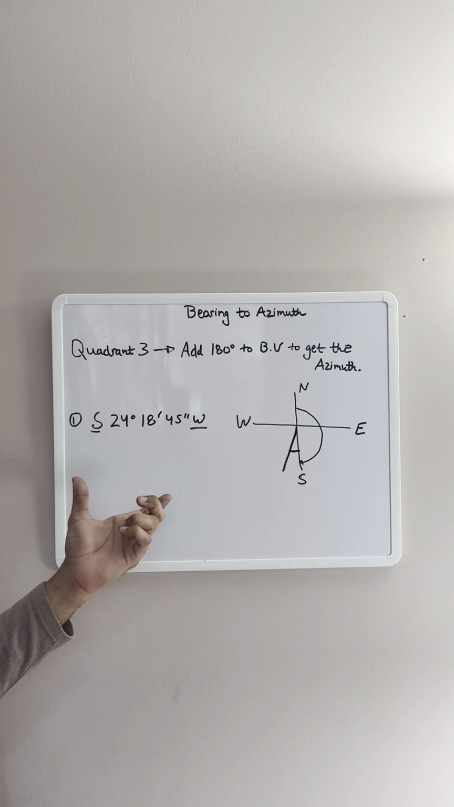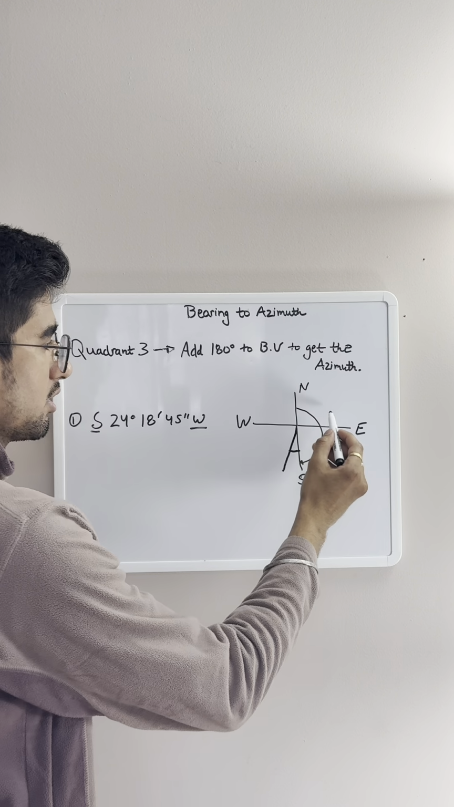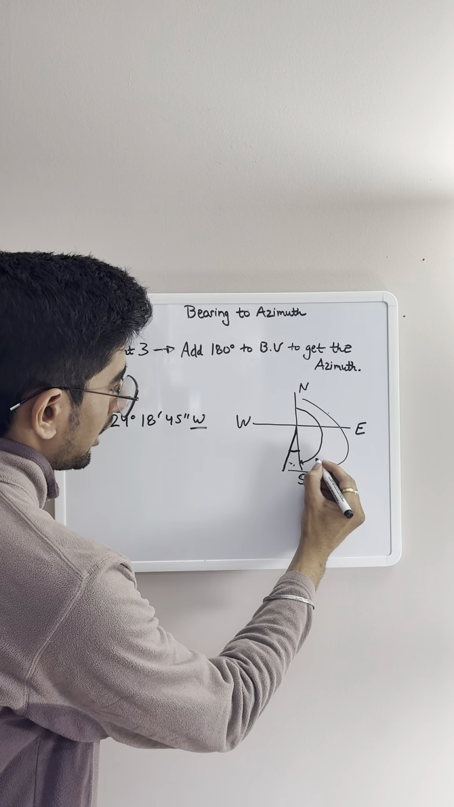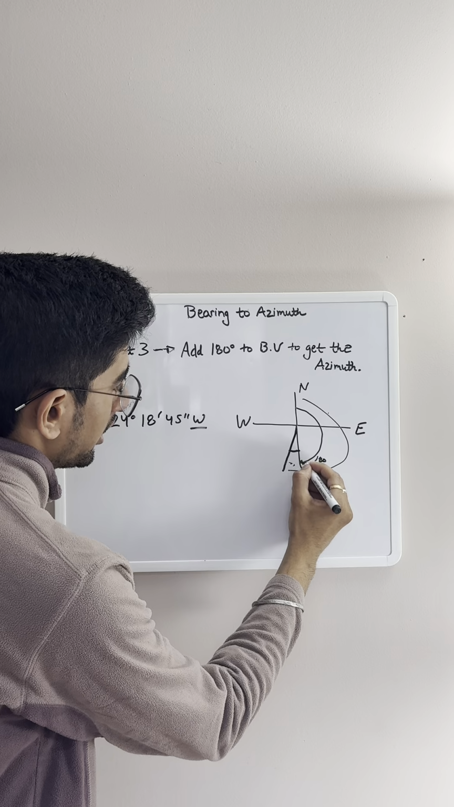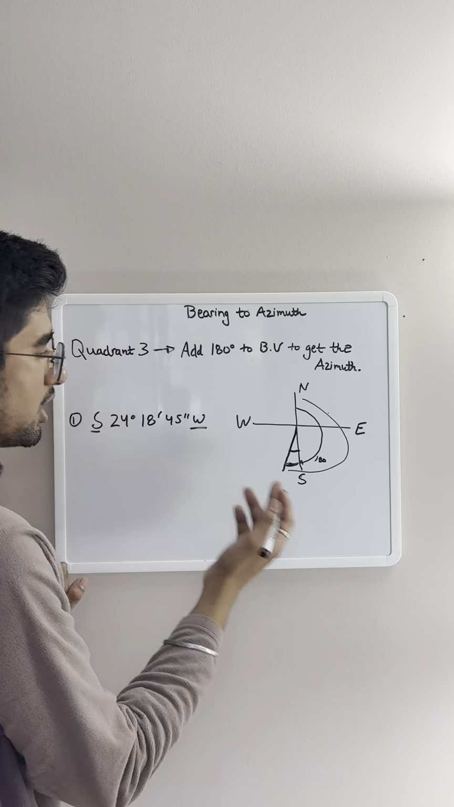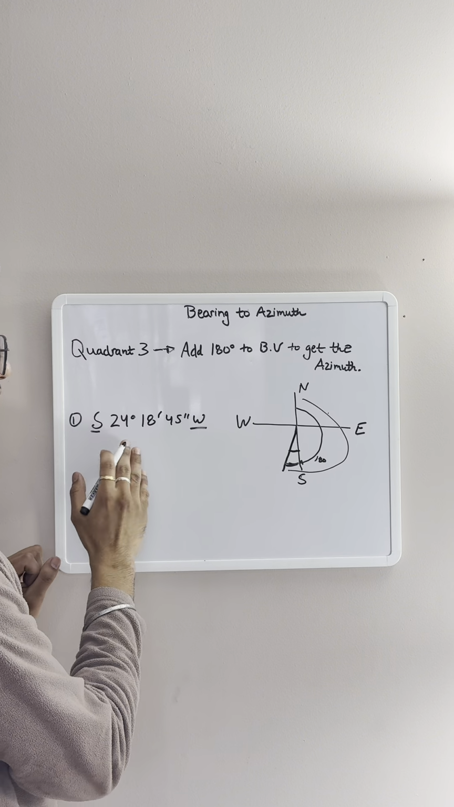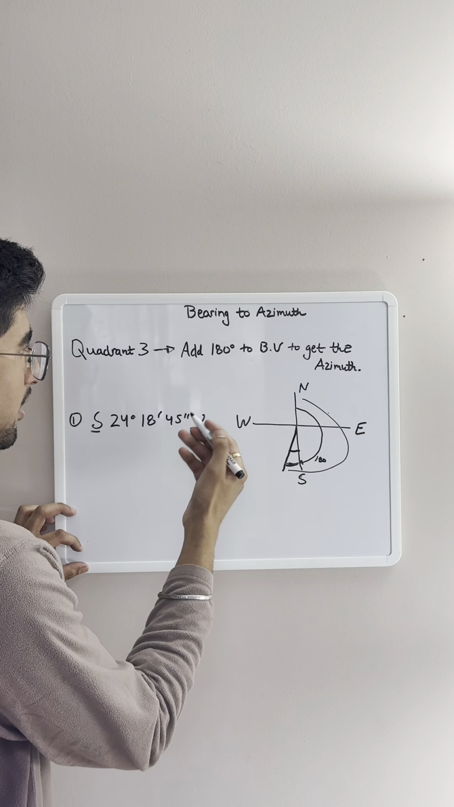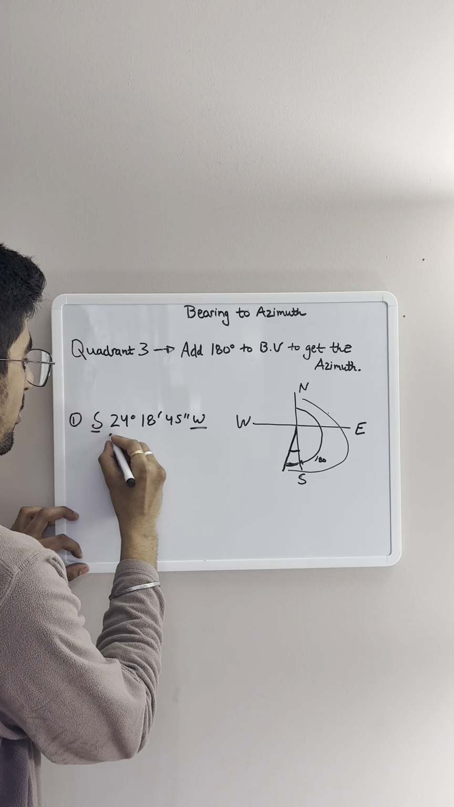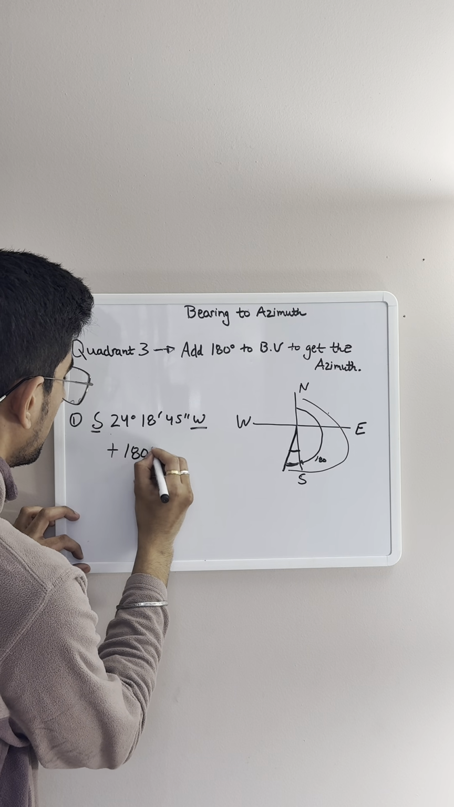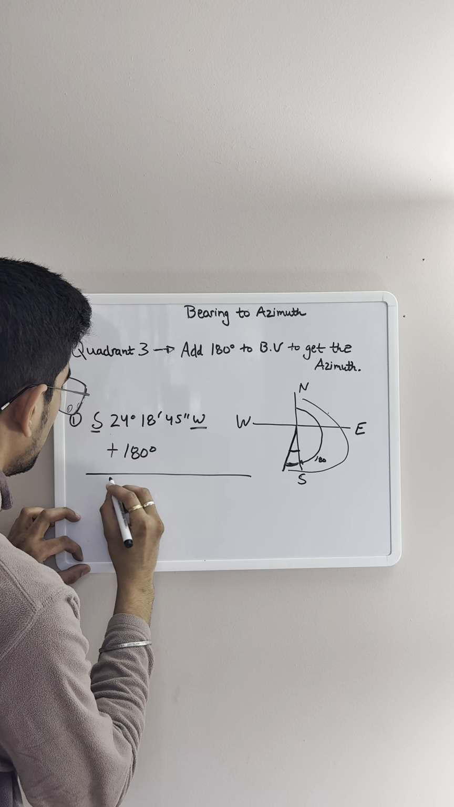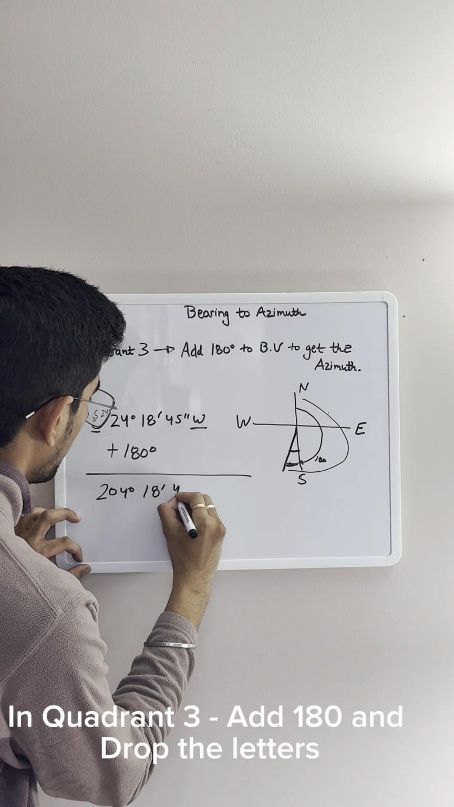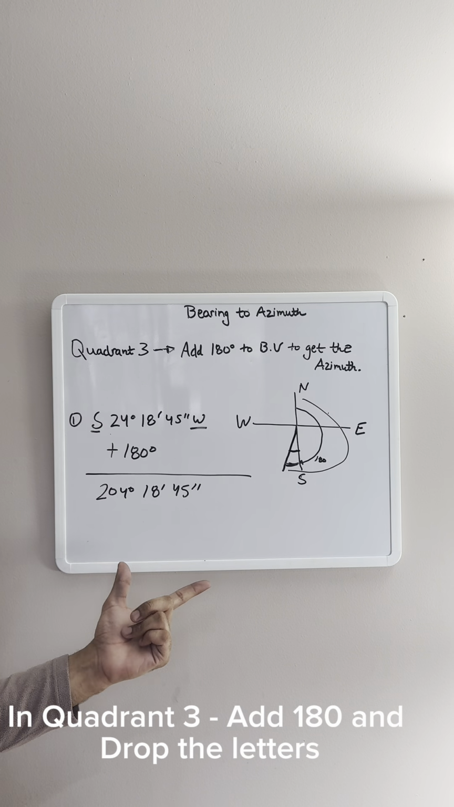Just basic maths. Each quadrant is 90 degrees, 90, 180. We know this angle, and we need to find this whole angle. From here to here it's 180, and this angle is given to us. So we basically add 180 degrees to whatever the bearing value is and drop the letters, and that's how we get the azimuth. So you just add 180 degrees here, and you will get 204 degrees, 18 minutes 45 seconds, and that's your azimuth.